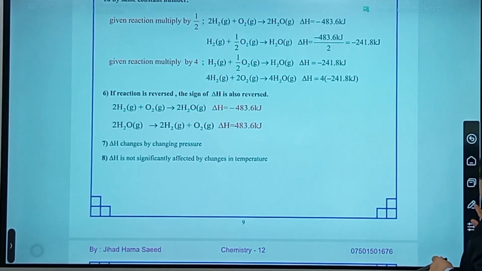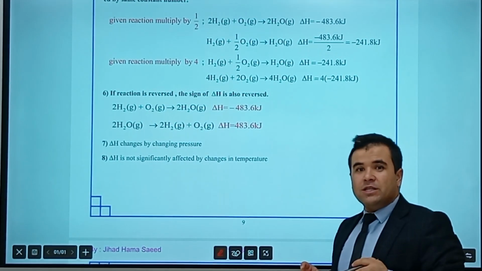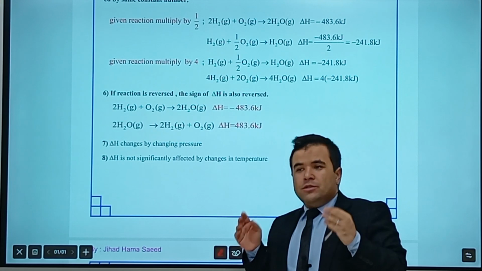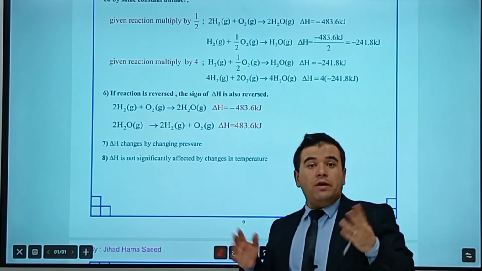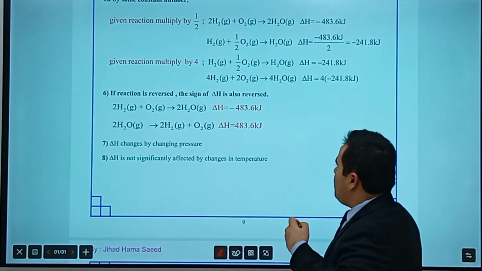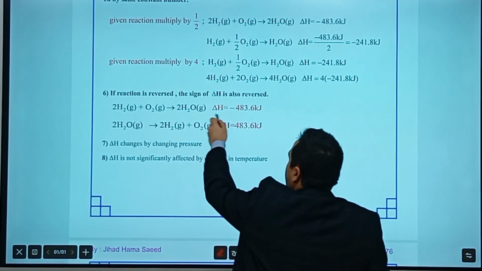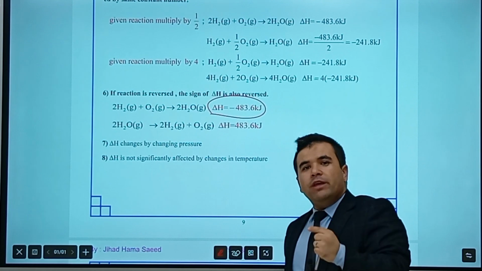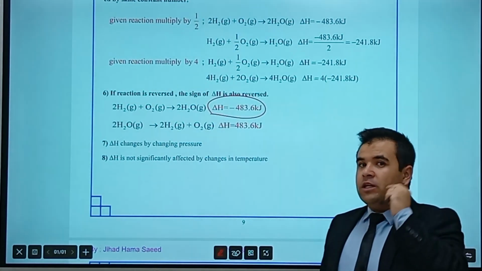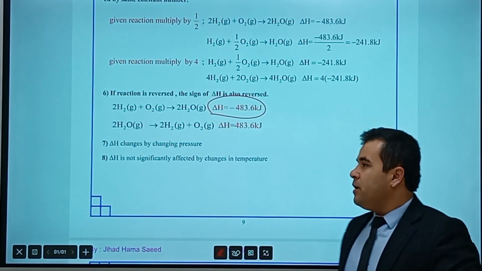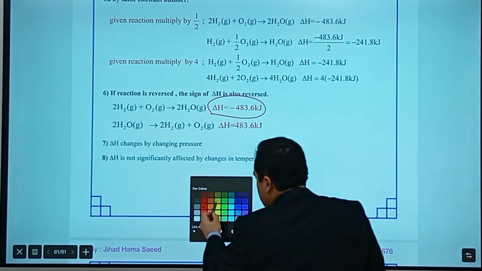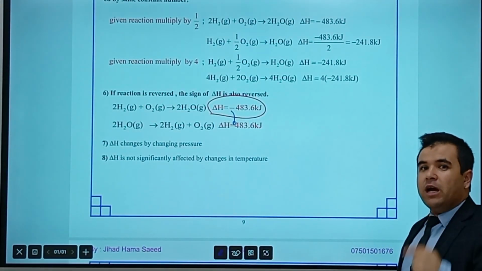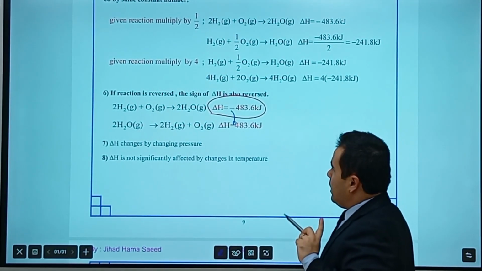Another point on the enthalpy of the reactions, guys. Whenever we have reactions, usually the reactions are reversible reactions. If in one direction the enthalpy is negative, when we reverse the reaction, the sign of enthalpy will be reversed. From negative it becomes positive, or if it's positive it becomes negative.